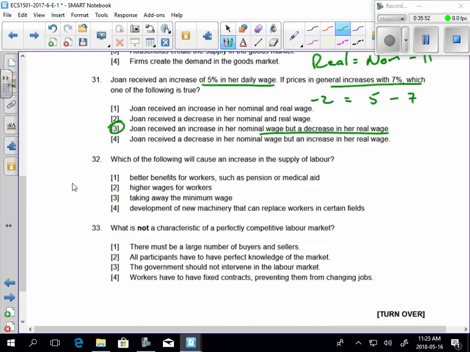Which of the following will cause an increase in the supply of labor? Now they said increase in the supply of labor, not quantity supplied. So you know it is not a wage change. Why? Because a wage change would increase or decrease the quantity supplied. You would move along the supply curve. Remember, on your labor market, you've got wages on your y-axis. Okay. So it's got to be a non-wage determinant. And in this case, better benefits for workers will shift the supply curve to the right. It will increase supply.